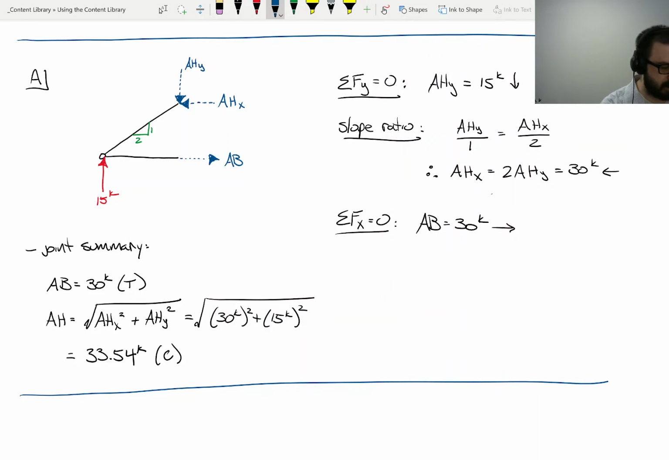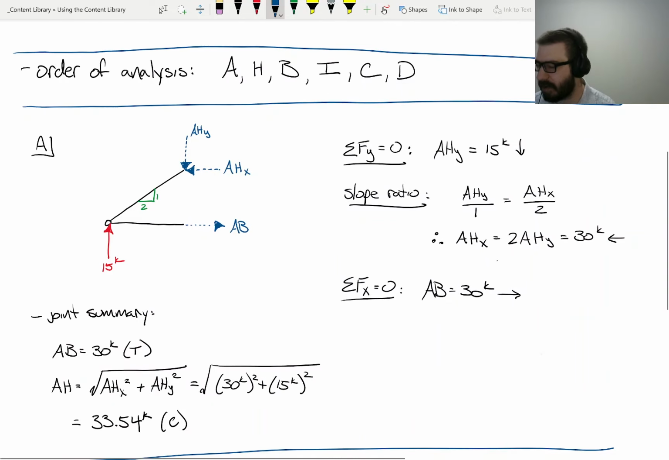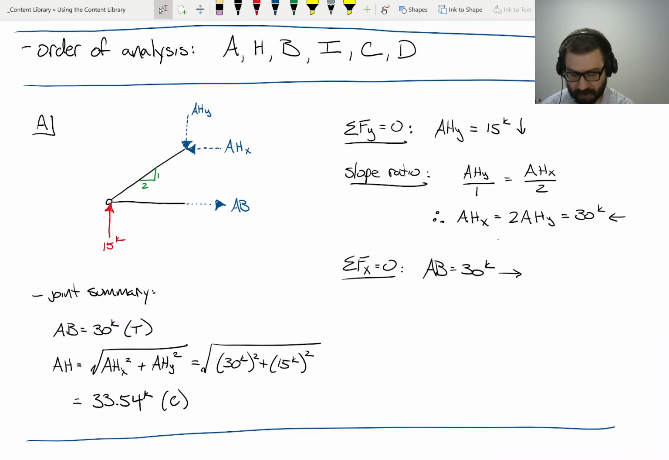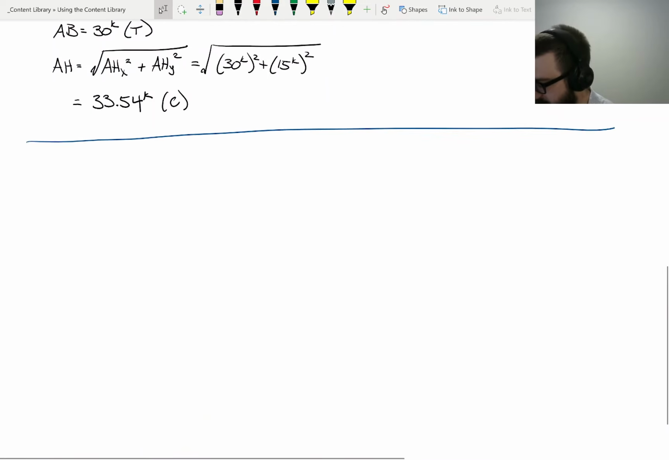So I'm just going to take a little note here off to the side. AB is 30 kips in compression, and AH is 33.5 kips in tension, and 4 kips in compression. And there we go. So that's this joint. And so we just repeat, okay? Our next joint is going to be joint H. Remember, we already figured out our order of operations, so we don't really need to get too inventive there. So we're going to do joint H.